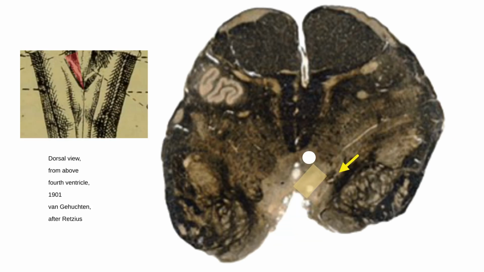The right image is the same as the large one in the last slide. Note where CN12 nucleus is. I mark the left CN12 nucleus with a white dot. It is no longer at the floor of the fourth ventricle. I identify the solitary nucleus and its tract, or the nucleus tractus solitarius, in the left hemimedulla. I mark it with a yellow arrow.